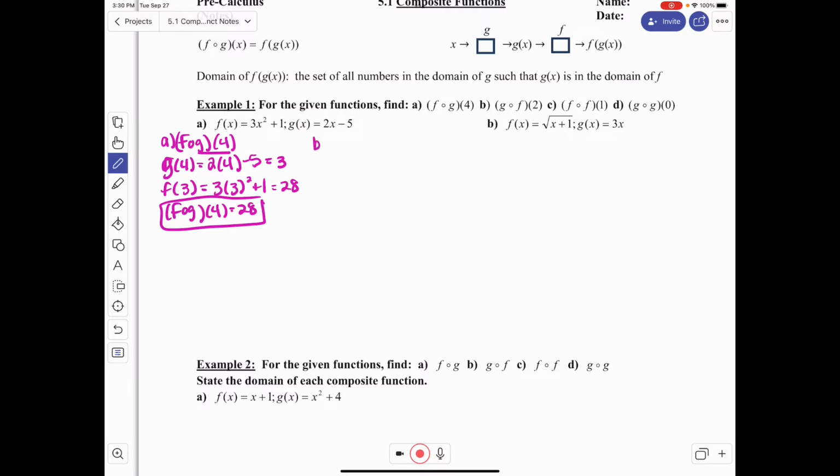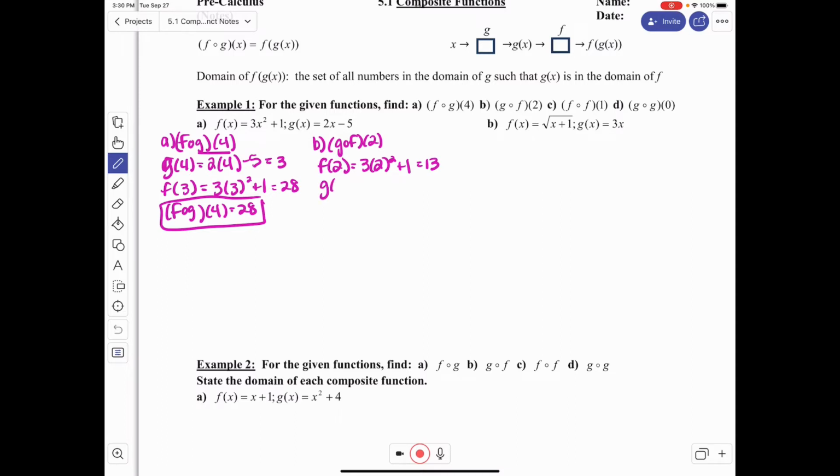All right, so for B, we have g of f of 2. We're going to take 2 and plug it into our f function. We have 3 times 2 squared plus 1. So 2 squared is 4. 4 times 3 is 12. 12 plus 1 is 13.